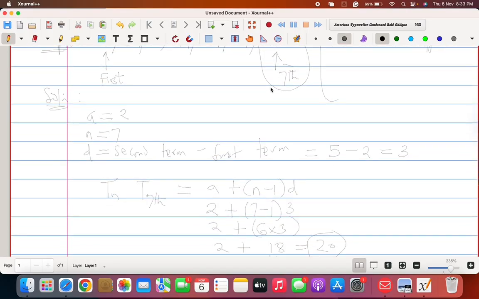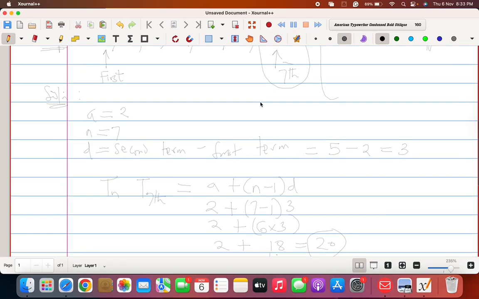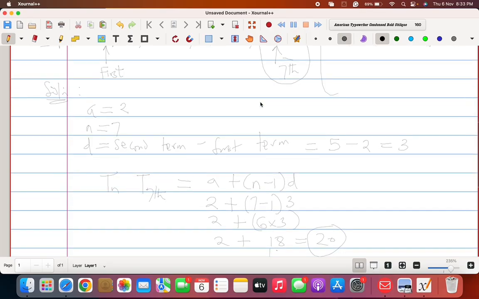Now remember I said the sole aim of this formula is that they can decide to ask you for a number of terms that, ordinarily, if you were to write it out, could exhaust 2 pages of books. So instead of doing it manually, you can just insert the formula and get the answer. Do you understand? Yes, sir. Okay.